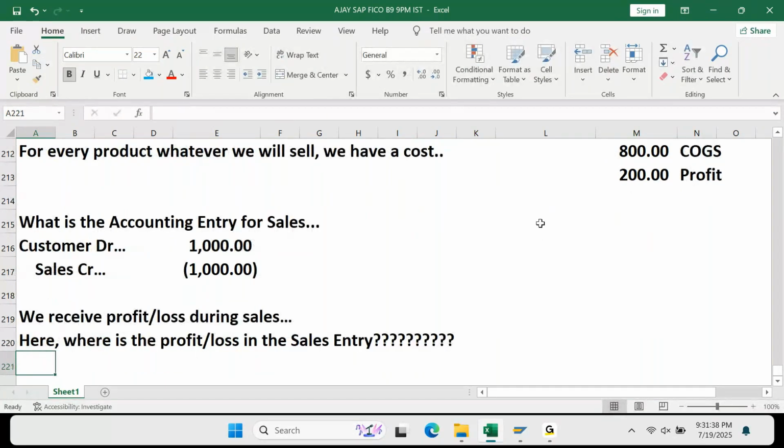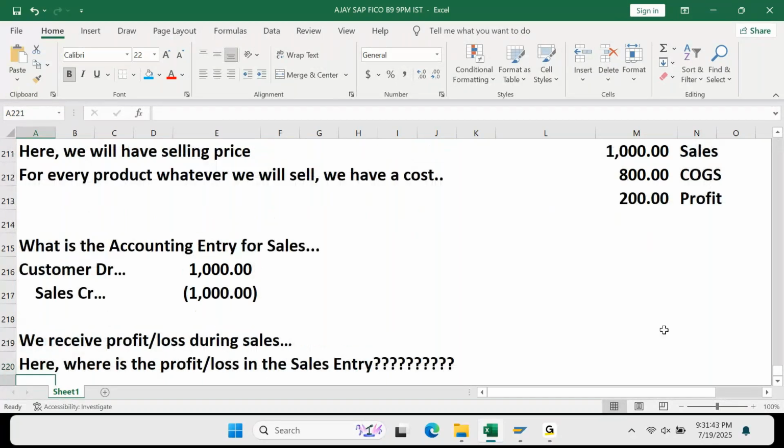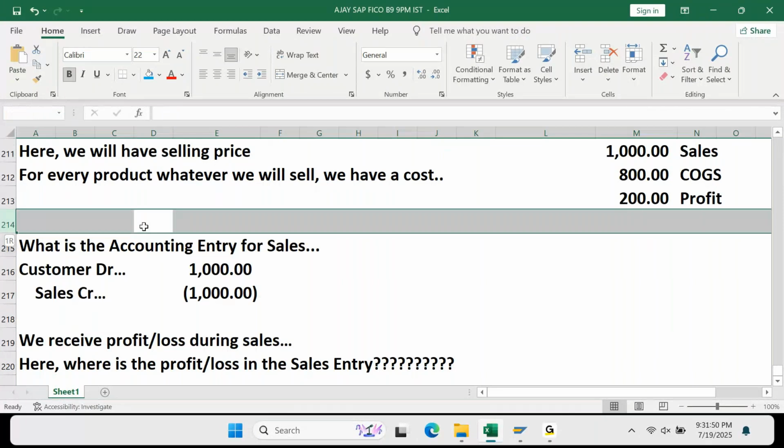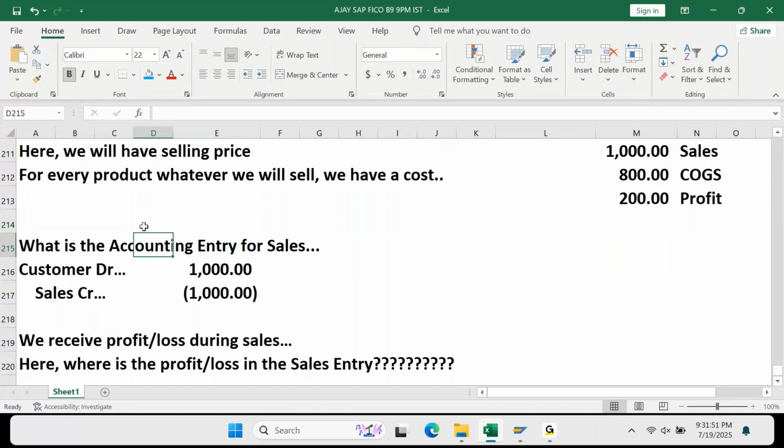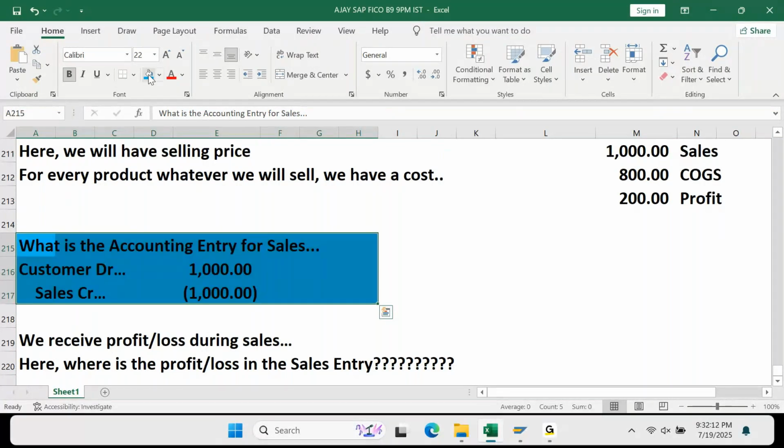It will be in the trading account. You know that when you make a sale, you get profit. Now I made a sale and recorded the accounting entry for sale. Then there should be a P&L account in the accounting entry, right? In short, is your sales representing a profit or not? Yes, representing the profit. Can you show me where it is representing?